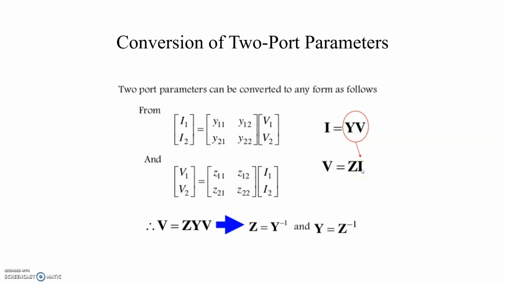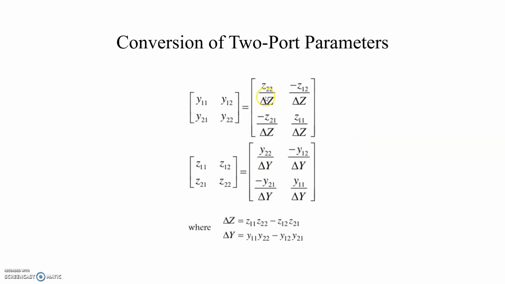So you substitute Y into V, so V gets cancelled. Finally, Z is nothing but Y inverse, and Y is nothing but Z inverse. The inverse matrix is nothing but the adjoint of that matrix divided by the determinant of that matrix. The adjoint is nothing but interchanging the diagonal elements and putting a minus sign on the off-diagonal elements, and then dividing by the determinant of that matrix. This is the Y to Z, Z to Y conversion.